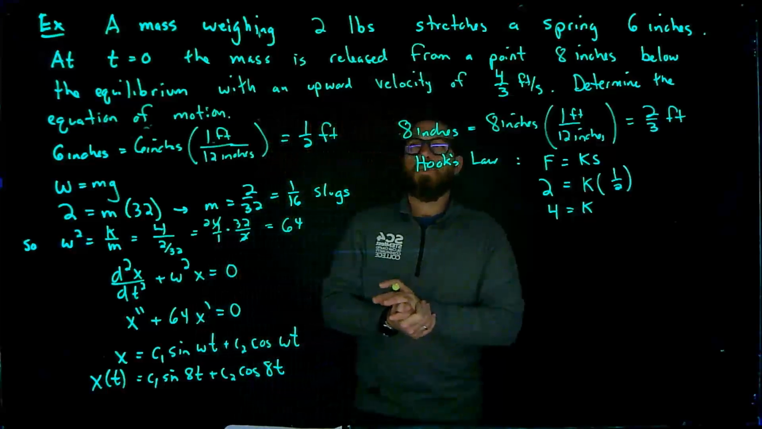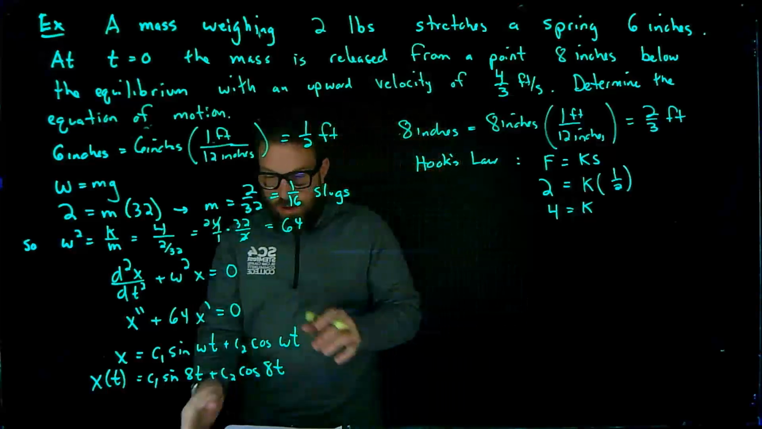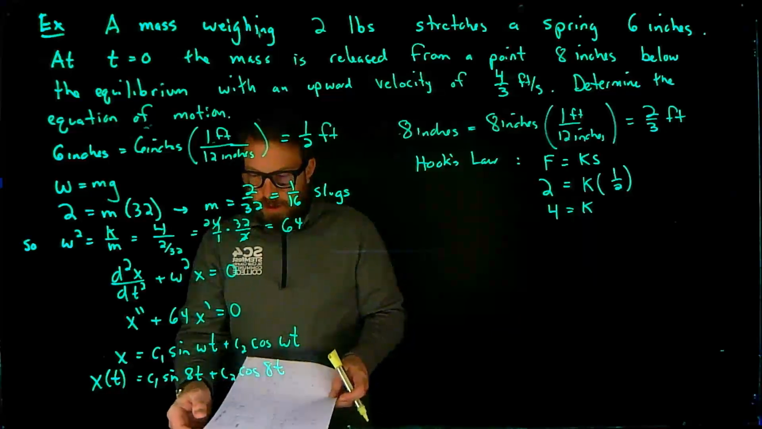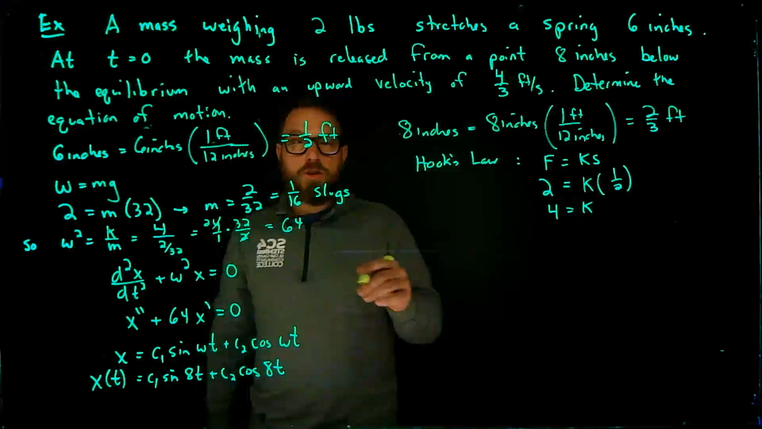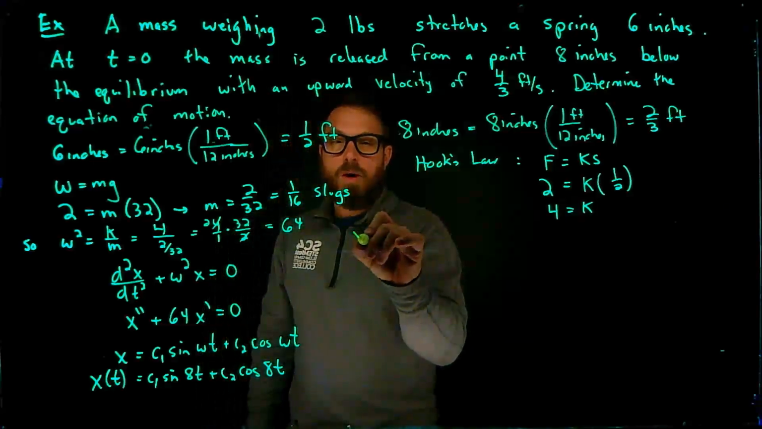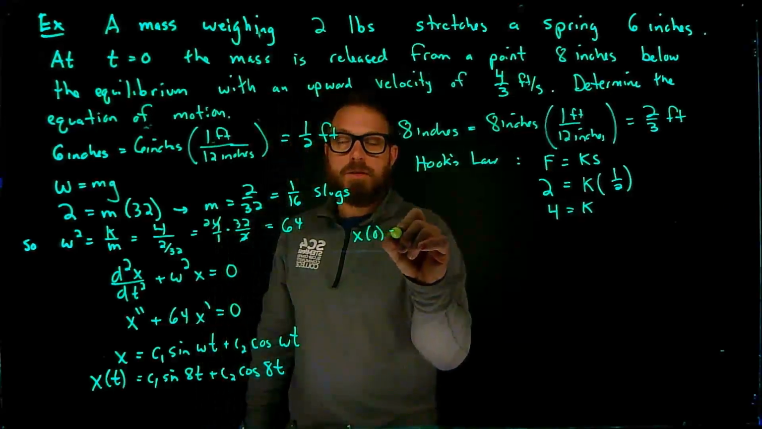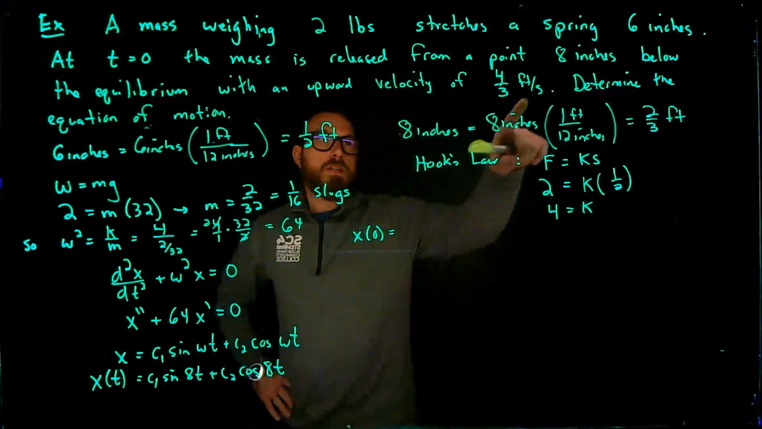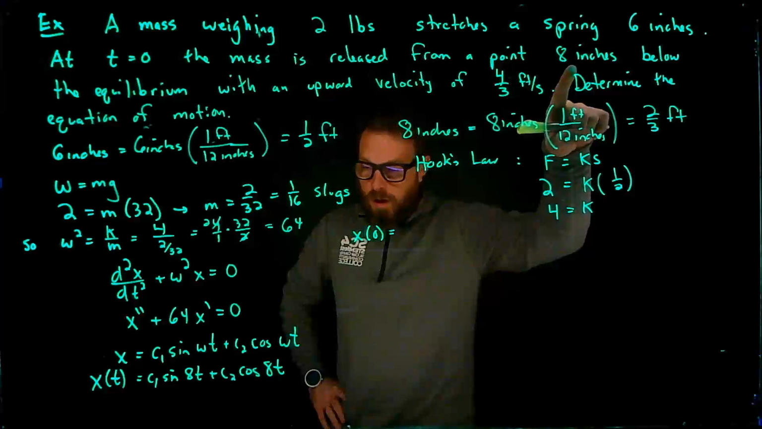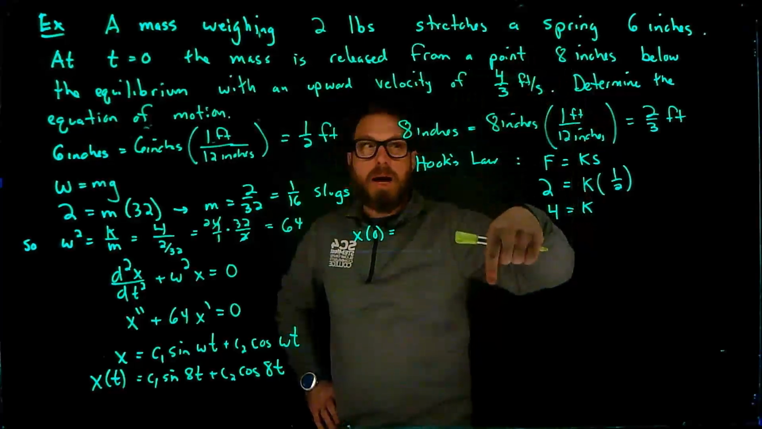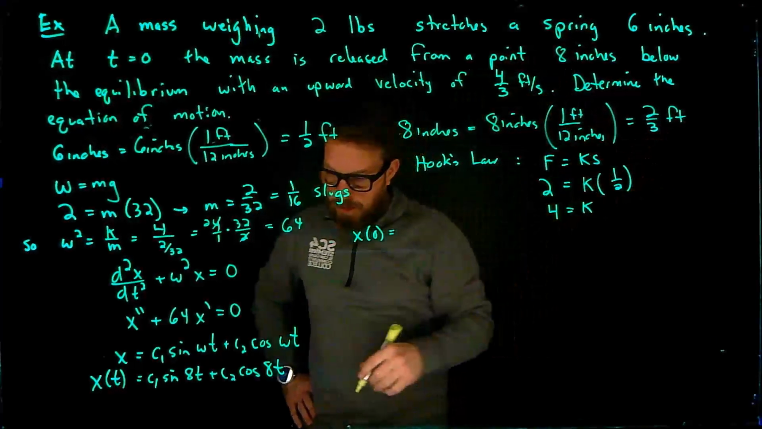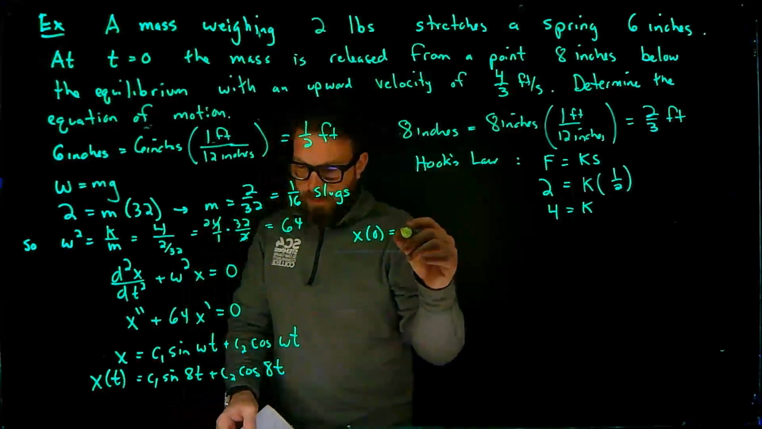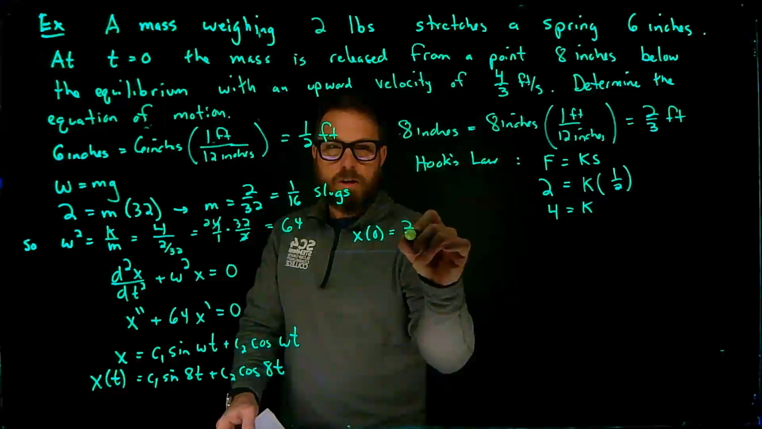Well, C1 and C2 come from our initial conditions. So the first initial condition, we know that, what was the position at time 0? Well, what it said is the mass was released at a point 8 inches below the equilibrium. Remember, down being positive right now, 8 inches below is going to be equal to this 2/3. So this is equal to 2/3.